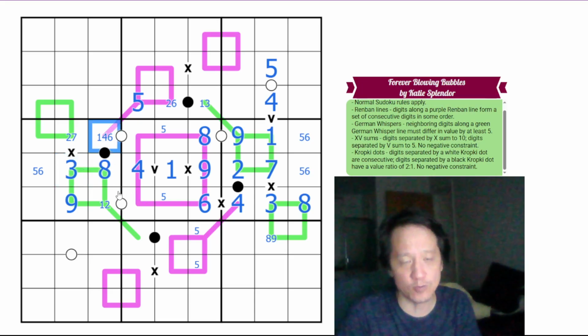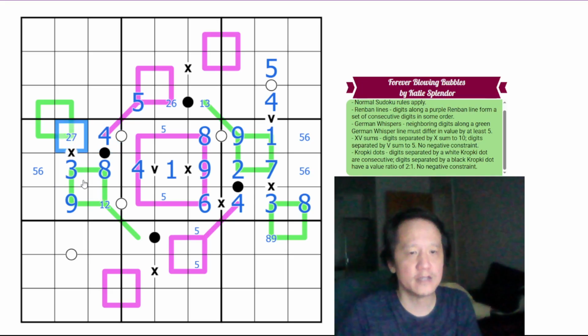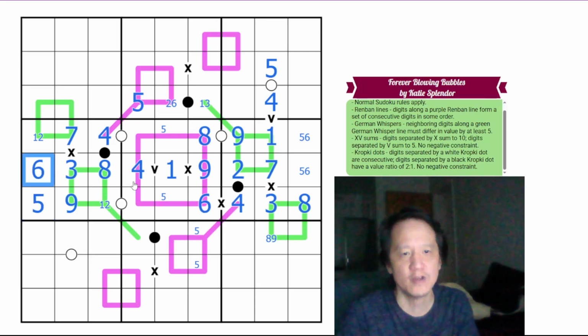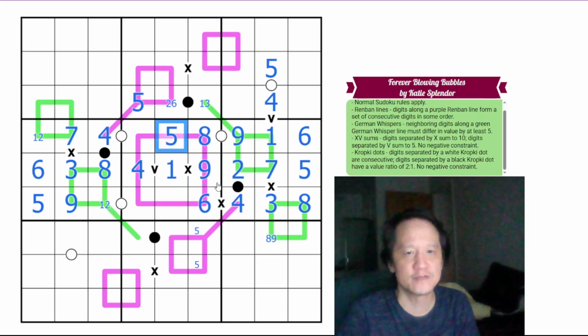8 is in 1 to 2 ratio only with 4. 3 and 7 add up to 10, so this is 7. 7 can only be next to 1 or 2, so this is 1 or 2, and this is 5 or 6. The 6 here eliminates 6 here, so this is 5, which makes this 6, which makes that 5, which makes that 6. The 5 eliminates 5 here, so this is 5.